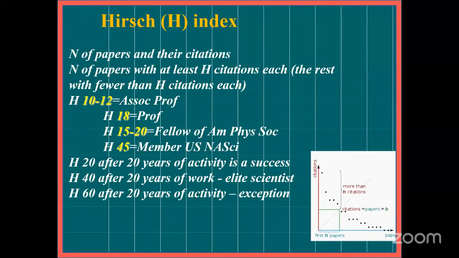You can see how they follow the h-index to differentiate professor, associate professor and lecturer. You can look here: if your h-index is 10 to 12, what is your designation? Associate professor. If your h-index is 18, professor. 12 to 20, fellow. And 45, you are a member. So how can we calculate such an h-index?